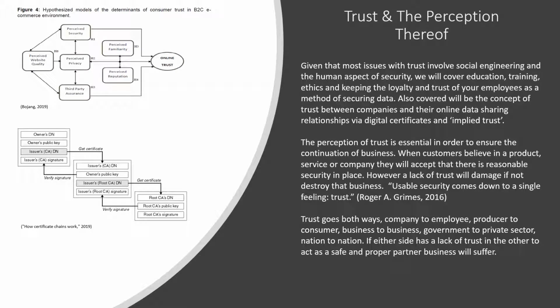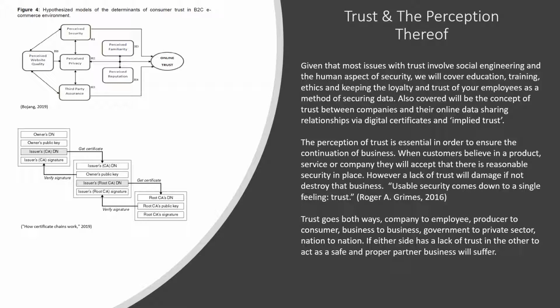Given that most issues with trust involve social engineering and the human aspects, we're going to cover education, training, ethics, and keeping the loyalty and trust of your employees as a method of securing data. Most of the security issues that are faced, regardless of the technology behind either the attack or the defense, have to rely on the human aspect of it. Whether or not somebody's going to go ahead and click on that link in a phishing scam or accept a certain security certificate as it comes through.